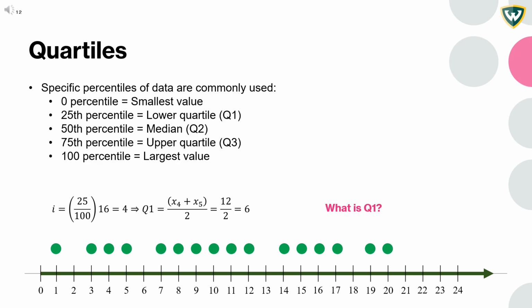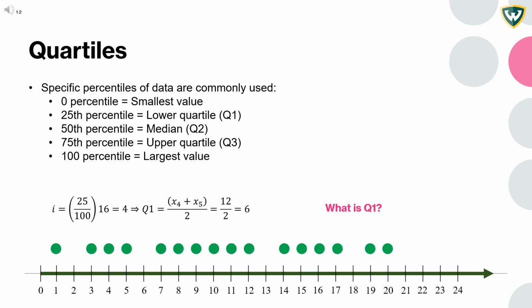Quartiles are specific percentiles that divide a dataset into 4 equal parts, helping to summarize its distribution. The 0th percentile represents the smallest value in the dataset, while the 100th percentile corresponds to the largest value. The 25th percentile, known as the lower quartile, Q1, marks the point below which 25% of the observations fall. The 50th percentile is referred to as the median, Q2, indicating the middle value that separates the dataset into 2 equal halves, with 50% of the data below and 50% above it.